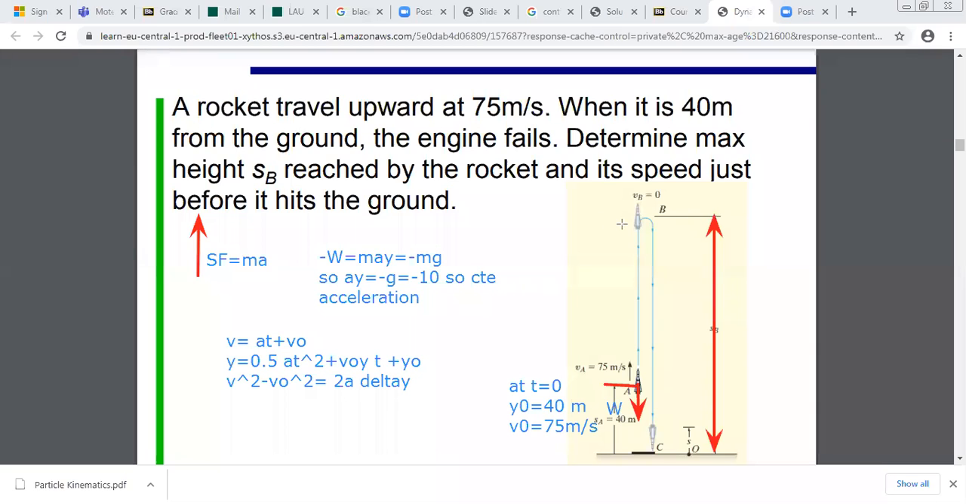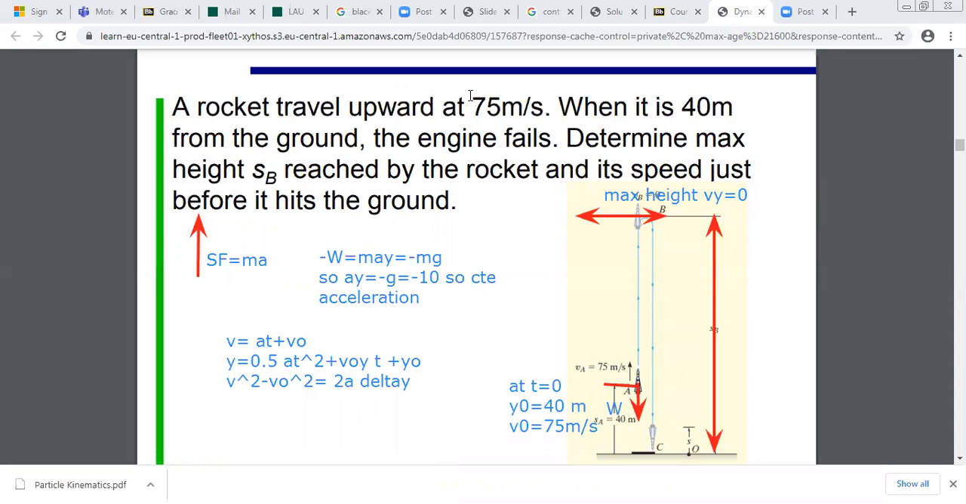What will happen at the maximum height? To be able to go down again, the velocity should be 0 here. So when they say maximum height, this means that Vy is 0. So for maximum height I have Vy equals 0.